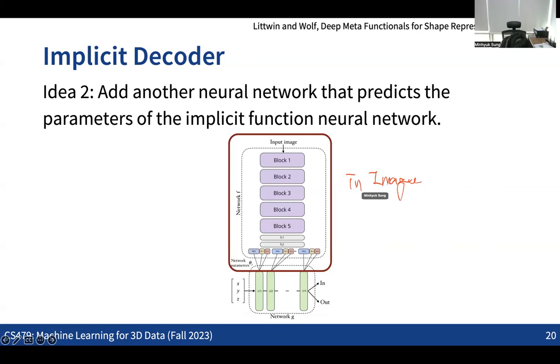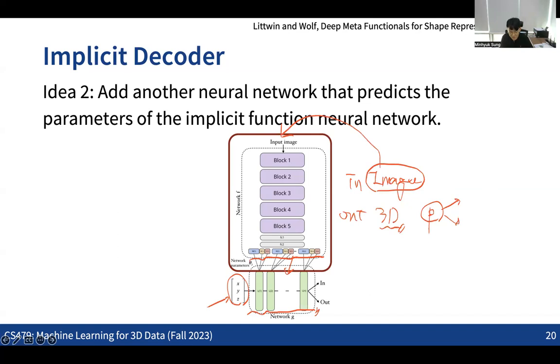And for each of the 3D shapes, we're going to have some arbitrary points that we sampled in the space. And for those points, we're going to have either the occupancy value or the signed distance value, right? Then what we can do is feed this input image as the input here. And this network predicts the parameters of the other neural network here, which become the parameters here. And given the 3D coordinates, we predict either the signed distance value or the occupancy value. And then we train the entire network with the loss function here. So that's the simple idea.